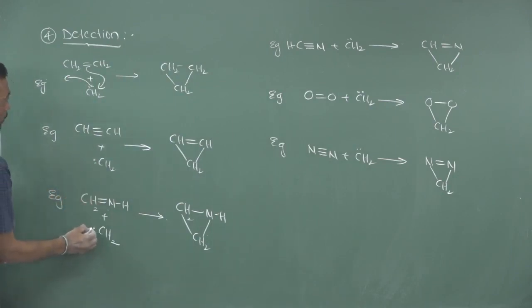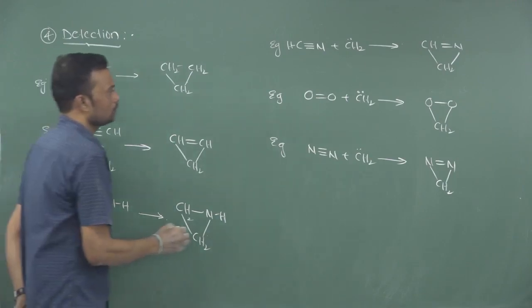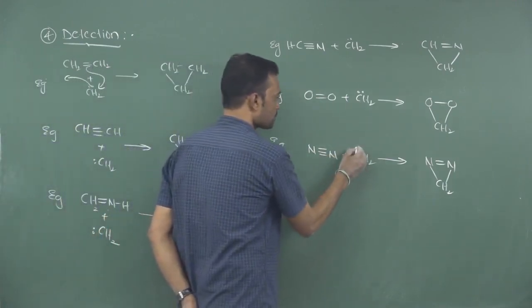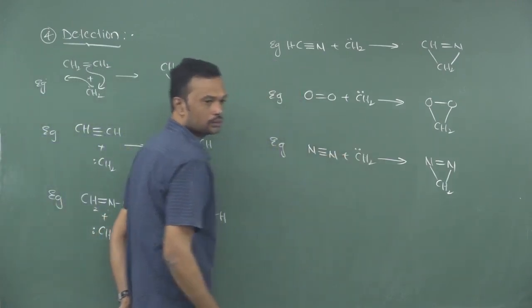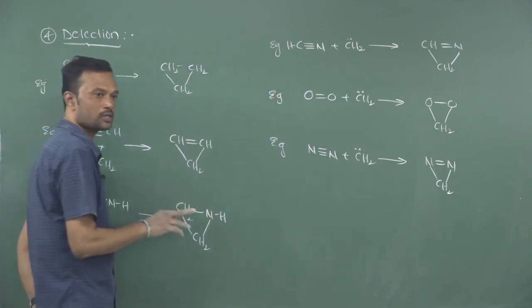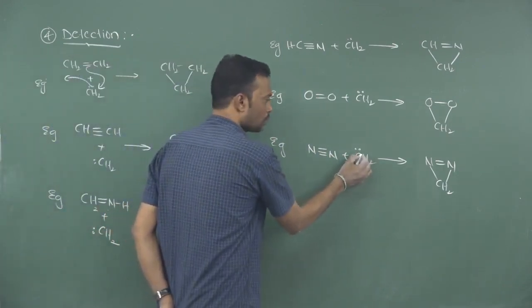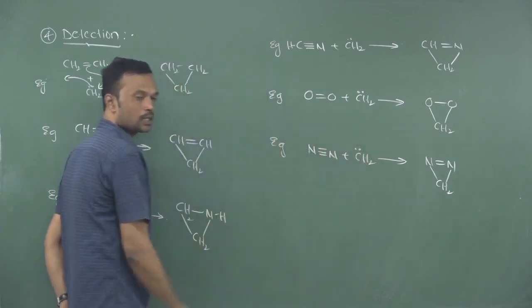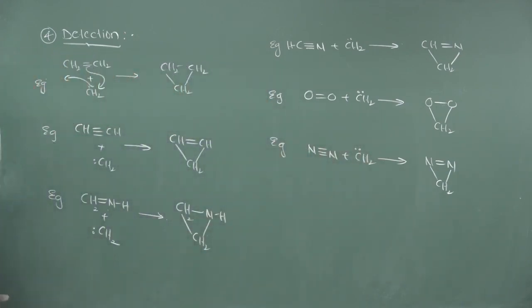Don't forget to write 2 electrons on the carbene. If you don't write them, it becomes a divalent system not having 2 electrons. It means you should write either a positive charge, or otherwise 2 electrons. If you write 2 electrons, then only it becomes a carbene. Okay, so that is up to detection.